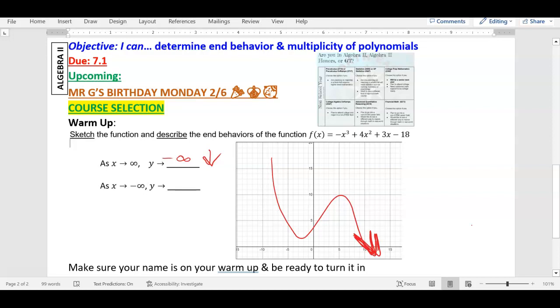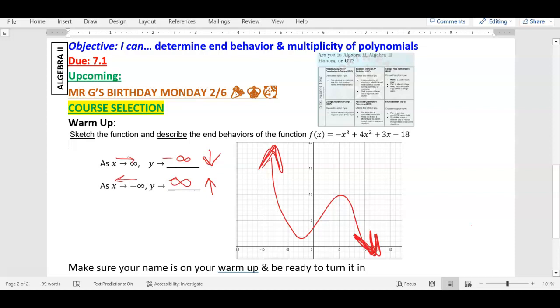Now look at the next little section. It says as x goes to negative infinity. Which direction is negative infinity on the x-axis? Left. So as this graph is going to the left, at the end, what's happening here? It's going up. What's another word for up using the math symbols here? Positive infinity. So again, when it says x is going to infinity, that means as it goes to the right, what's happening? As x goes to negative infinity, that means as it's going to the left, what's happening?